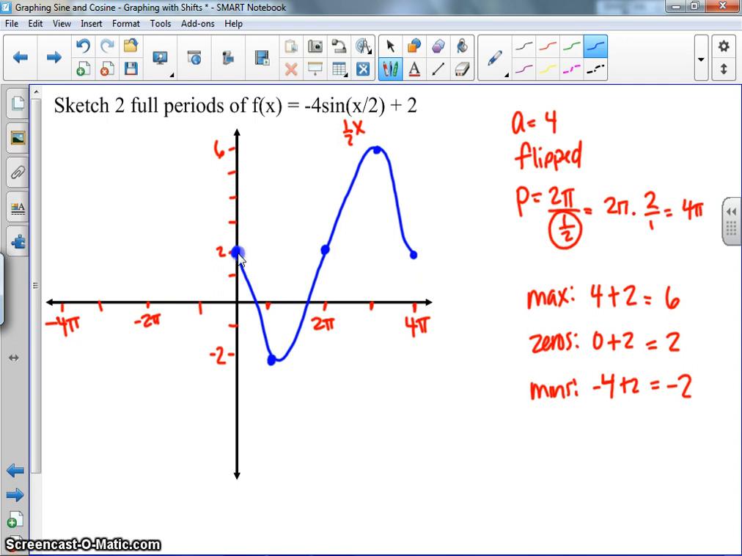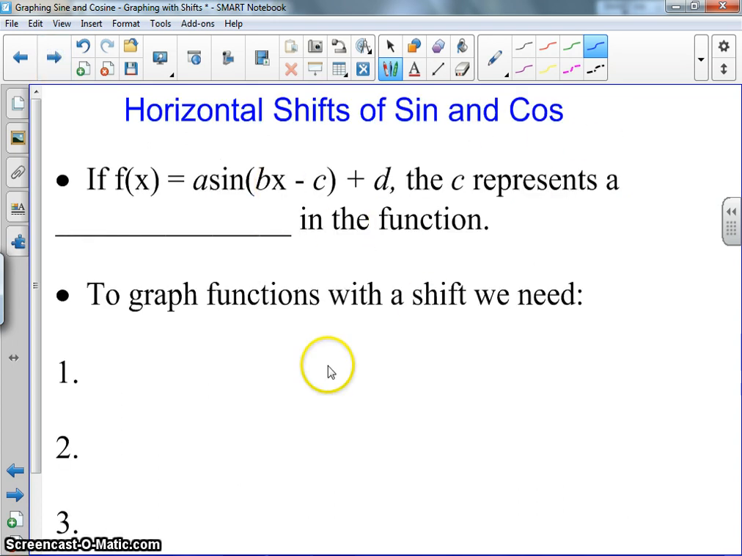Now remember on sine, we're going to do the opposite of what we did to this side. And so then this is going to go up to a max. Then what would be a 0? Down to a min. What would be a 0? Alright, and so then here is our sine function for this function right here. Alright, and then in our next video, we'll learn how to graph horizontal shifts.